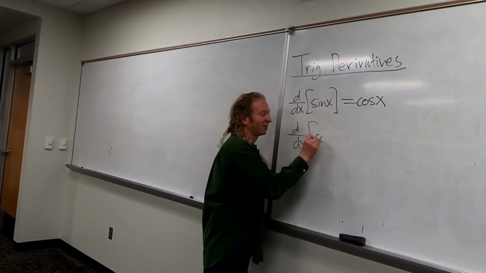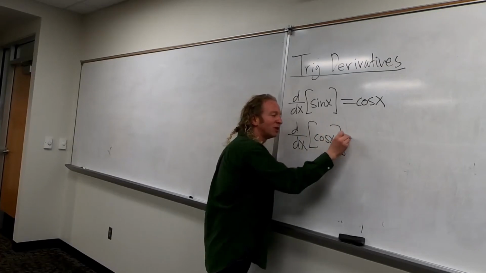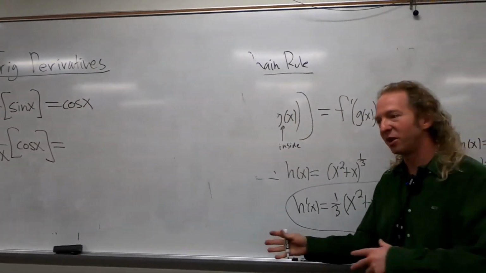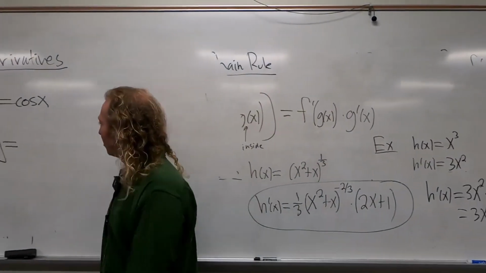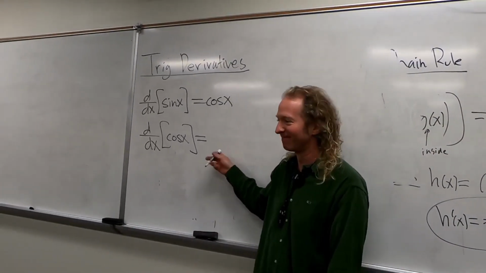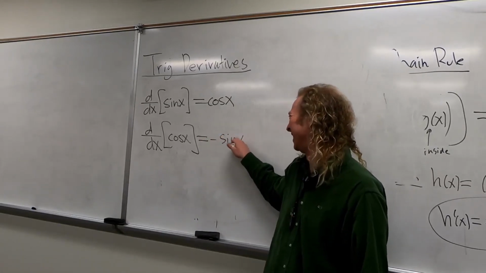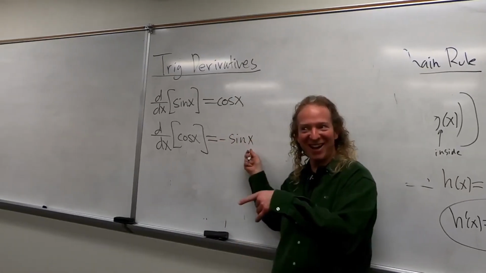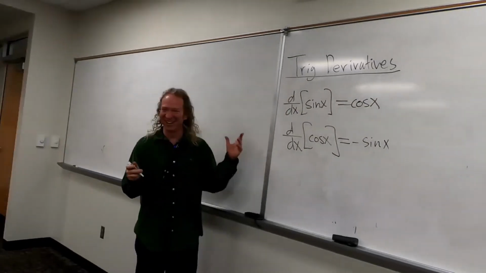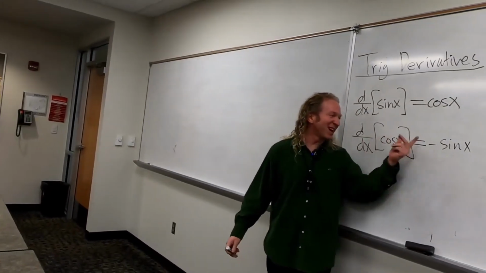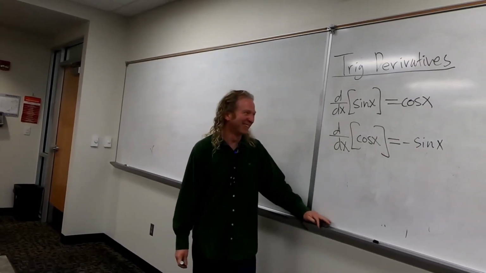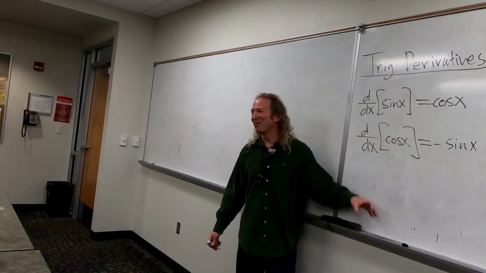Derivative of cosine. This one is super annoying. It may not seem that way, but when we get to integration, it's just one of those things. I wish it wasn't, but it is. This is negative sign. So it's got a negative sign. The derivative of cosine is sine, but it's got a negative sign. So that's the formula.